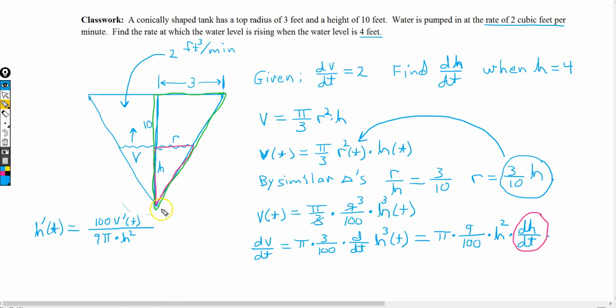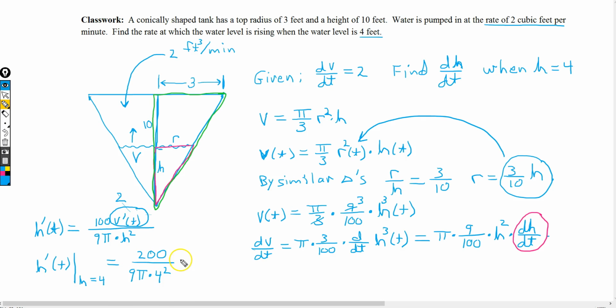We are given that dV/dt is 2, so we can put that in for the V prime. We want to find h prime when h is 4, so we can put that in for the h, and we'll have our answer. So let's see, we're just going to put a 2 in here for that dV/dt, and we're going to end up with h prime when h equals 4. That's just going to be, now when I put 2 in for V prime, this will be 200 in the numerator.